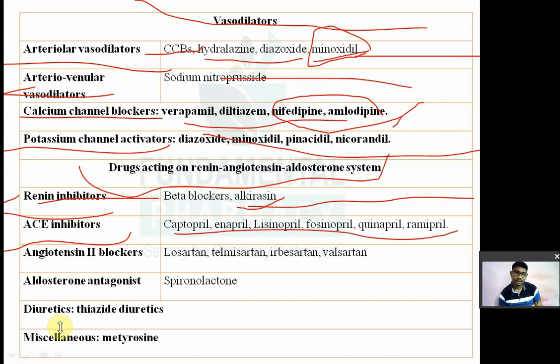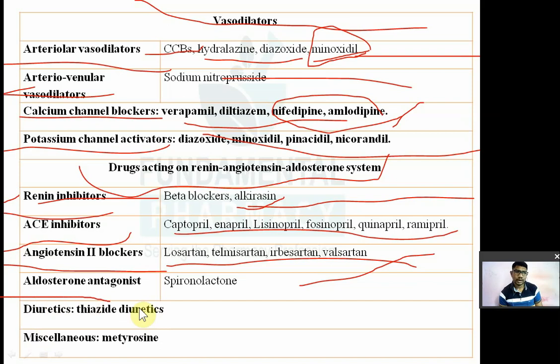Now the third one is angiotensin receptor blocker. The sartans: losartan, irbesartan, valsartan, telmisartan, these are nothing but the angiotensin receptor blockers. Then the next class is aldosterone antagonist. For example, spironolactone is an aldosterone antagonist.